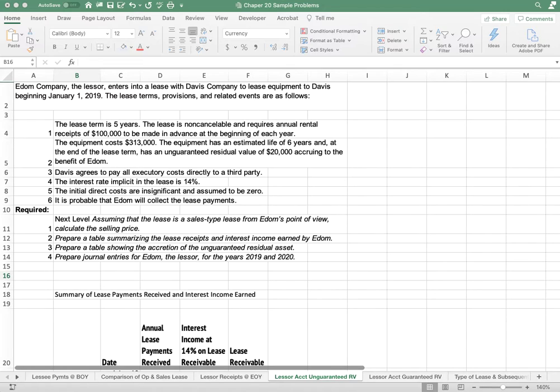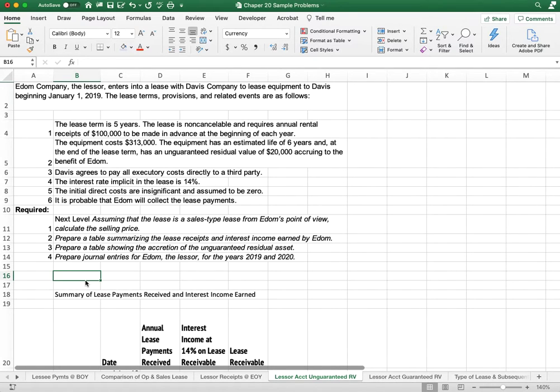The interest rate implicit in the lease is 14%. The indirect costs are insignificant and assumed to be zero. And it's probable that Adam will collect the lease payments. So first, assuming that the lease is a sales type lease, from Adam's point of view, calculate the selling price.